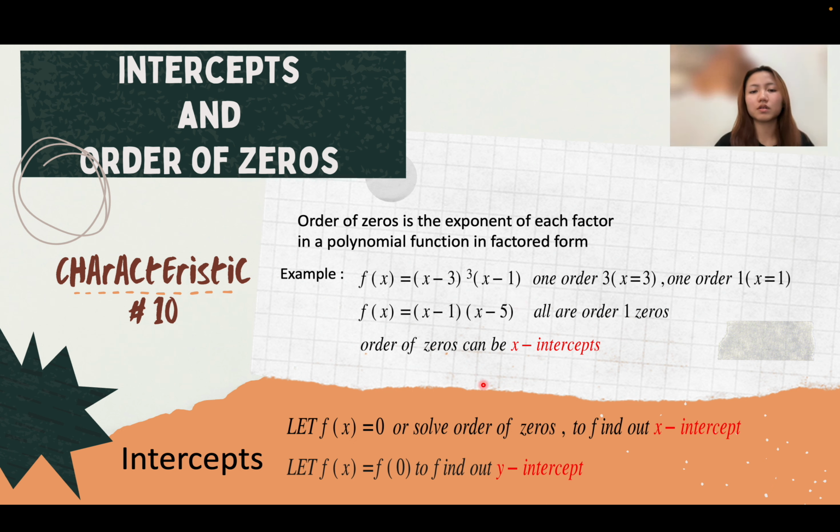The zeros give the x-intercepts. What is an intercept? There are x-intercepts and y-intercepts. For the x-intercept, let f(x) equal 0, or solve the zeros to find the x-intercept. To find the y-intercept, put 0 into x in f(x) to find the y-intercept.